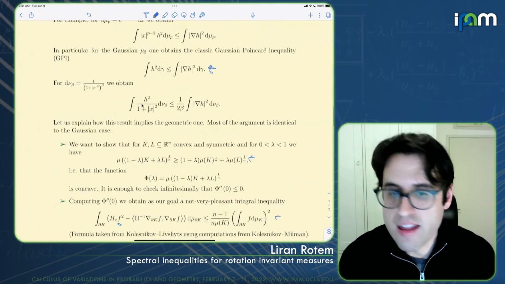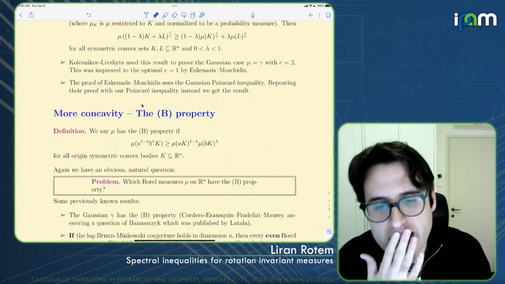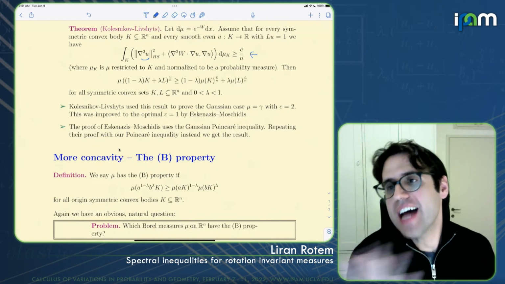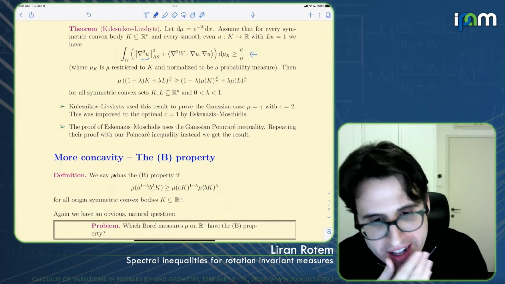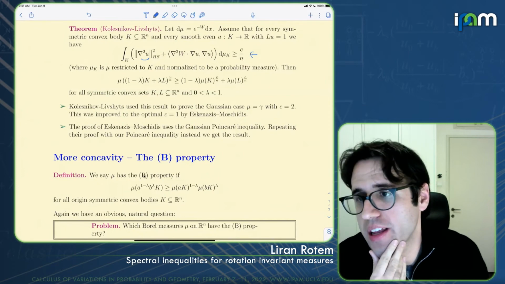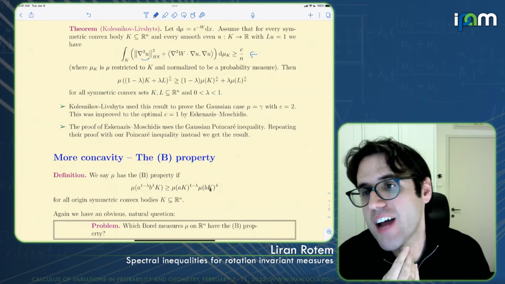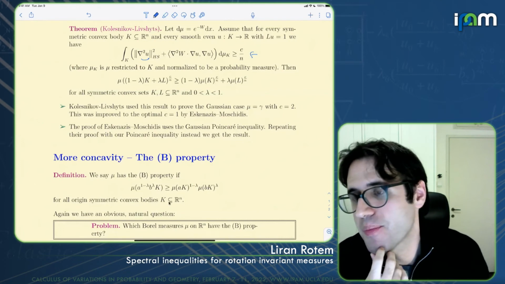Okay, I have like 5 minutes. Let me tell you another result. So here is another geometric question. I will say that a measure mu has the B property if it satisfies this inequality, this Brunn-Minkowski type inequality, for all origin symmetric convex bodies.